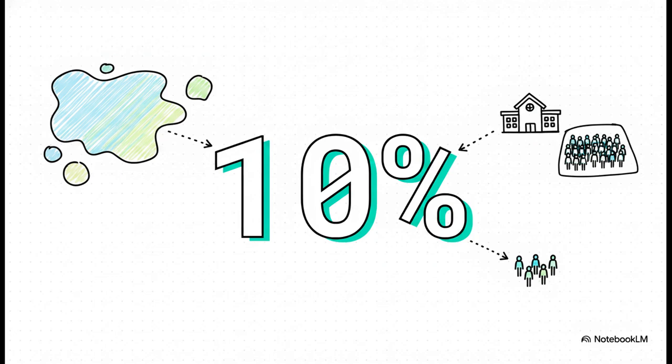The most appropriate sample size is, on average, 10% of your total population. That's your statistical sweet spot. It gives you enough data to actually be representative without overwhelming your resources and defeating the whole purpose of sampling in the first place. So for a school of 500 students, your target sample is going to be exactly 50.